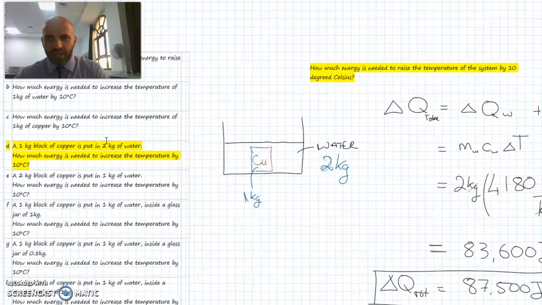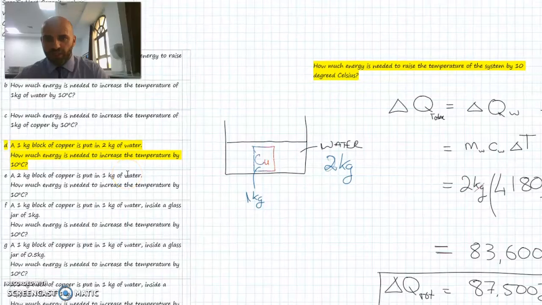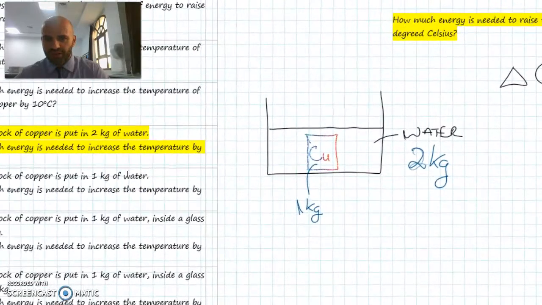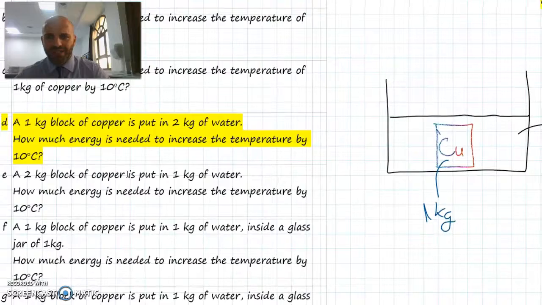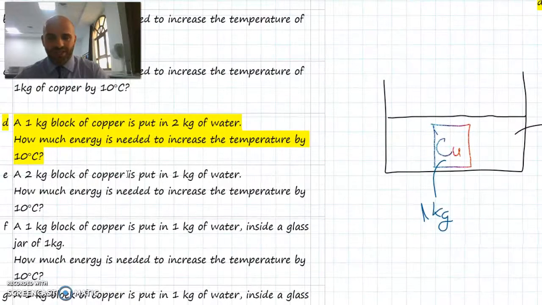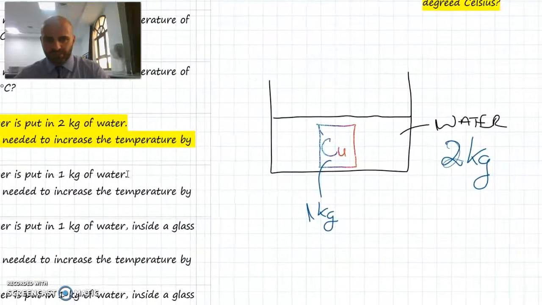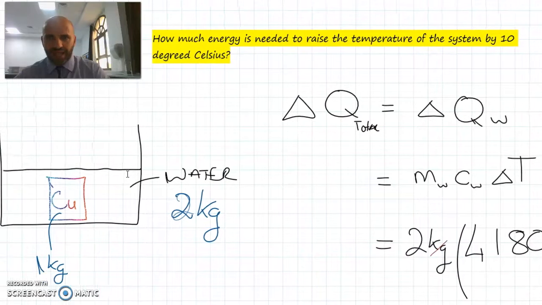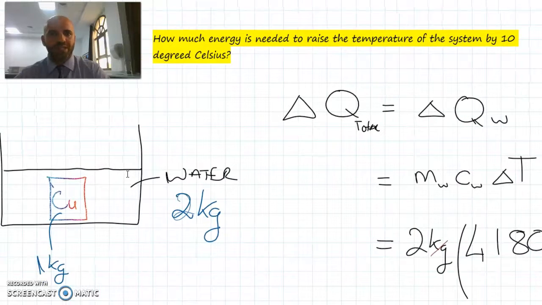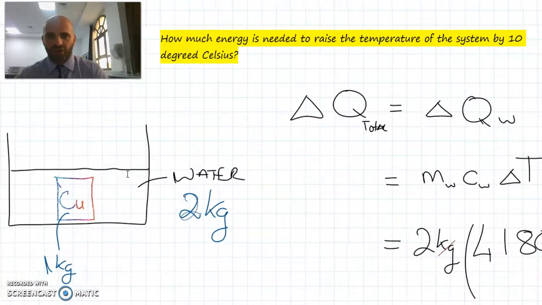We had a 1 kg block of copper put into 2 kgs of water. Let me zoom in on this a little bit. How much energy would be needed to increase the temperature by 10 degrees Celsius? Well, I just said I'd slightly refine the question just a small little bit to say how much energy would be needed to raise the temperature of the system. In other words, the whole thing by 10 degrees Celsius.